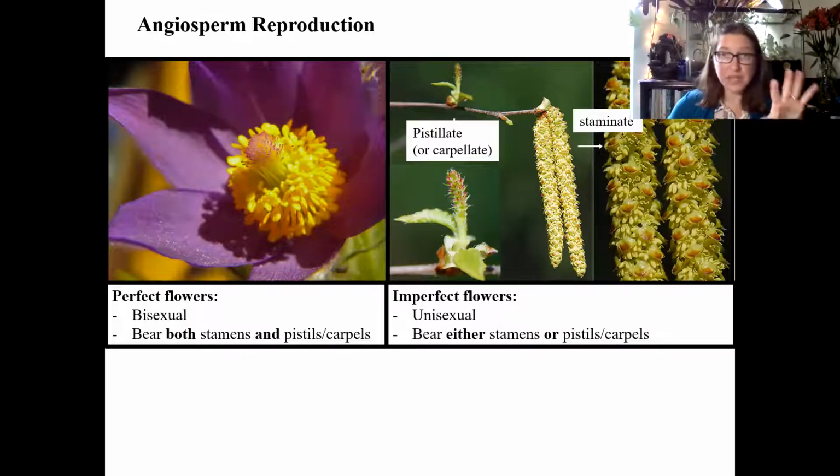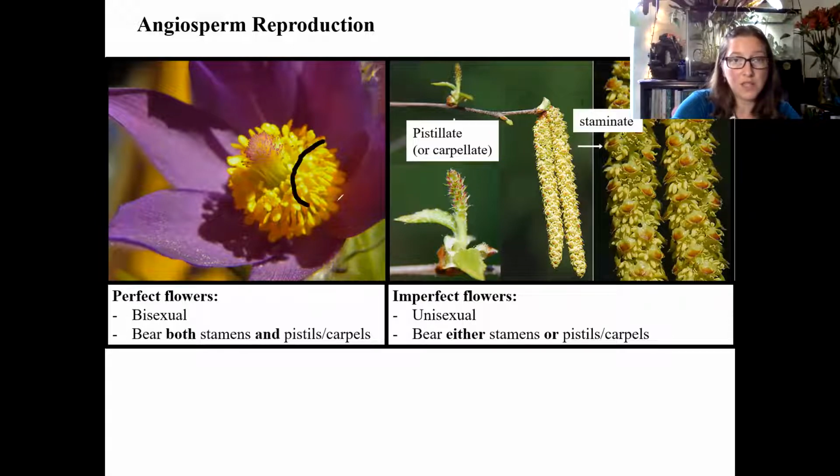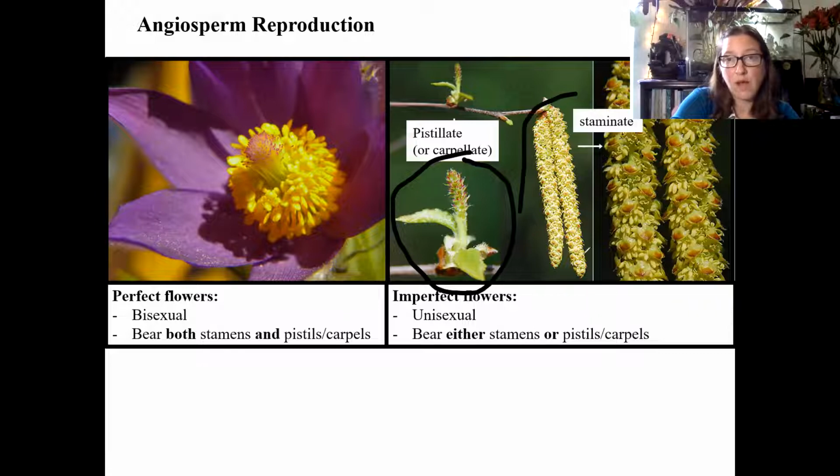So both of these types of flowers exist, right? Here on the left, you have a perfect flower, which has both the stamens and the pistil/carpels. All of these things here are stamens, and the pistil/carpels are in the middle. Whereas this plant on the right has imperfect flowers, either female flowers with female sexual structures or flowers with male sexual structures.